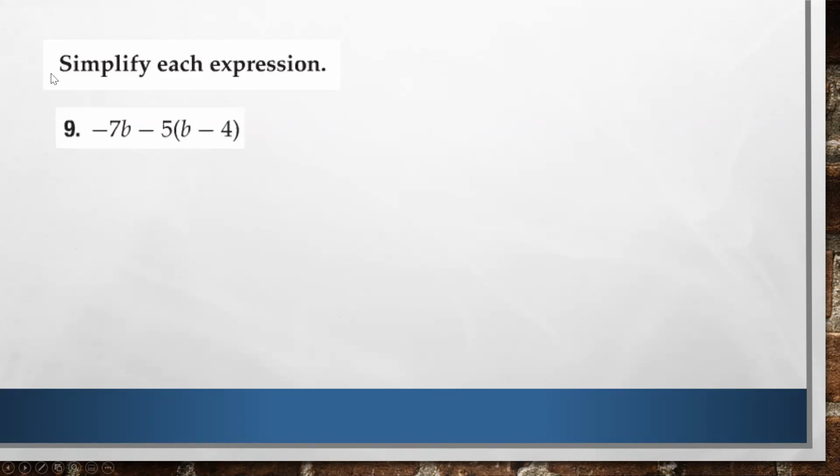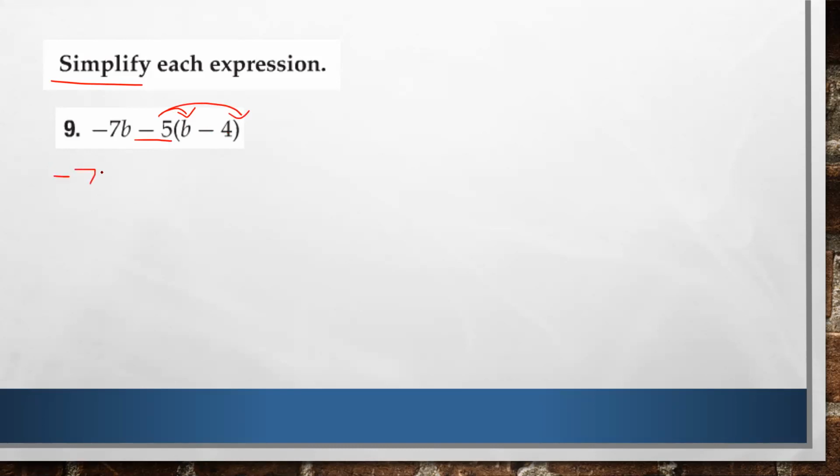Number 9. So again, we're going to only simplify the expression. We're not going to actually solve. We cannot, there is no equal sign. All right, so first thing that I see is the distributive property. So I need to distribute this negative 5 to both b and to negative 4.